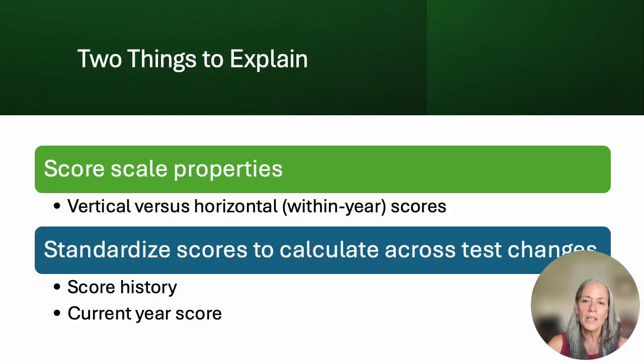To explain some of what you're seeing that's confusing you, we need to talk about 2 things. We need to talk about the score scale, the properties of that, because we have a different score scale for Atlas than we had for ACT Aspire. And we'll talk vertical versus horizontal or within year scores. And then we're going to talk about how we go across the test changes from ACT Aspire to the Atlas. And that's going to bring us into talking about score history and current year score.